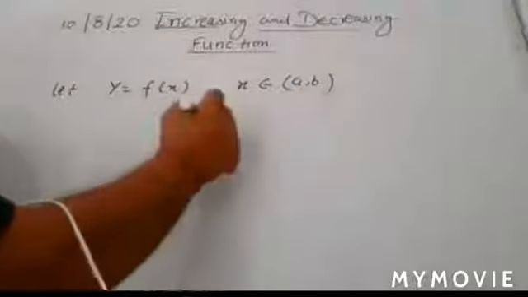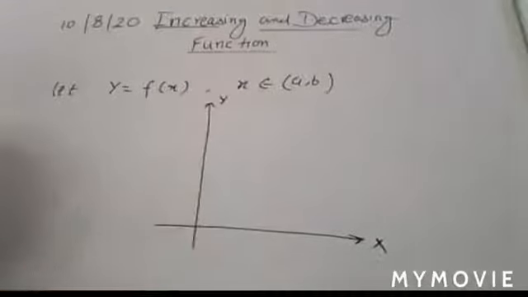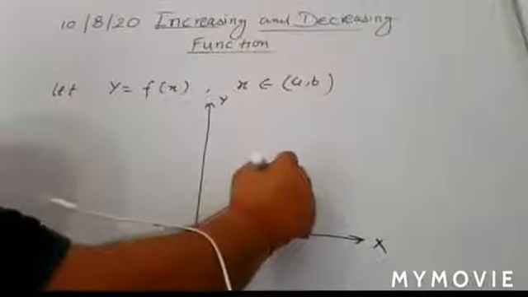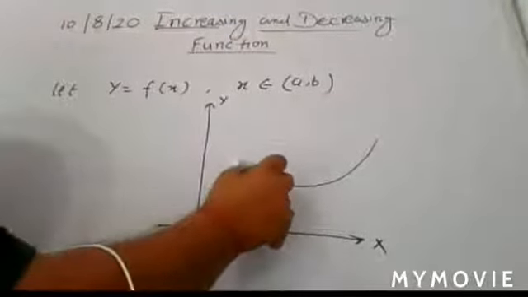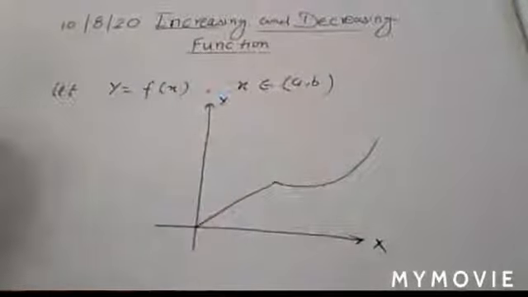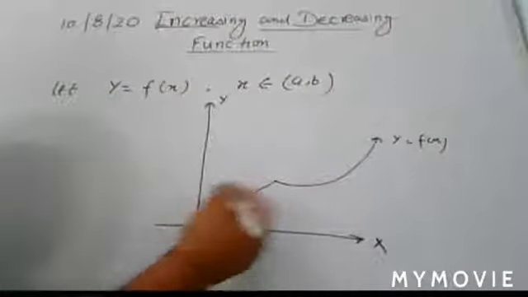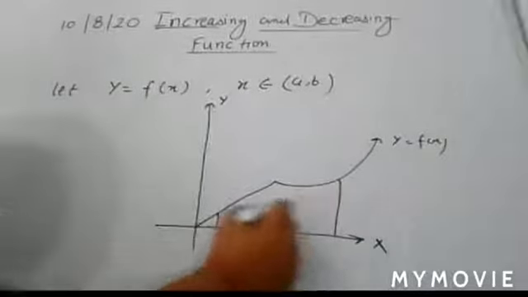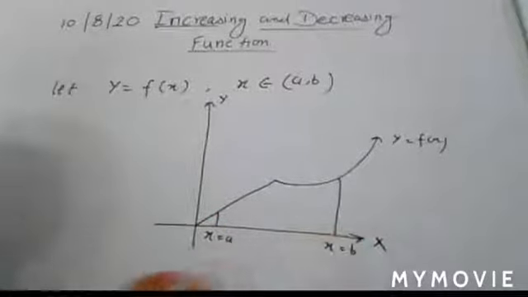Just see this graph. Suppose you have the x and y axes, and here you have a curve which is increasing. That curve is taken as y is equal to f(x), and suppose it is defined within the interval x from a to b. Here you have x is equal to a, and here you have x is equal to b.